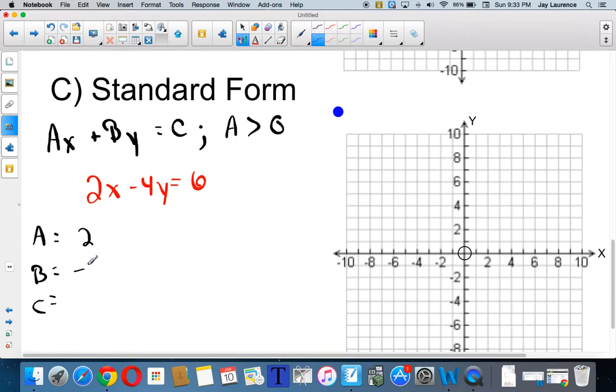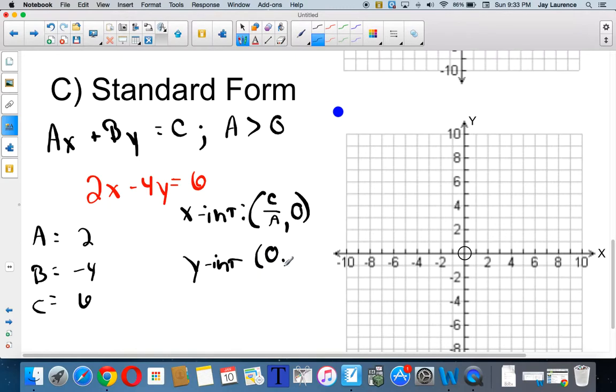Easy as 2, negative 4, 6. Okay, and remember I have some shortcuts. To find the x-intercept, I can do the point C divided by A, 0. To find the y-intercept, I can do the point 0, C divided by B. And then to do the slope, I could do the negative of A over B. All right, now I only have to do 2 of these 3.